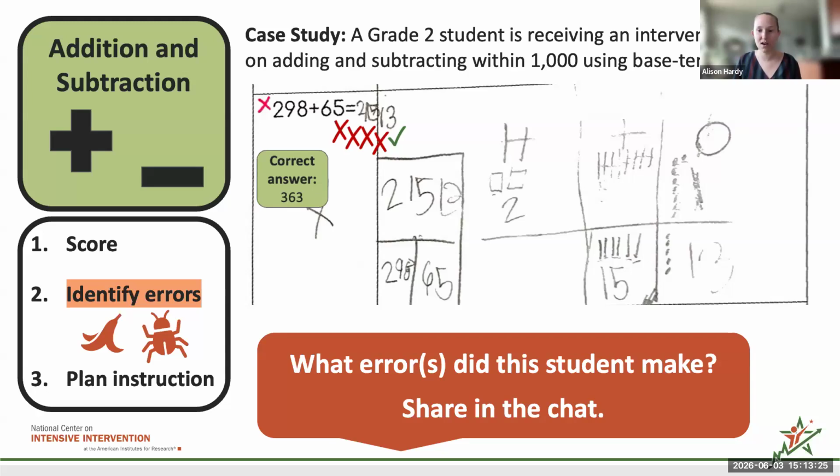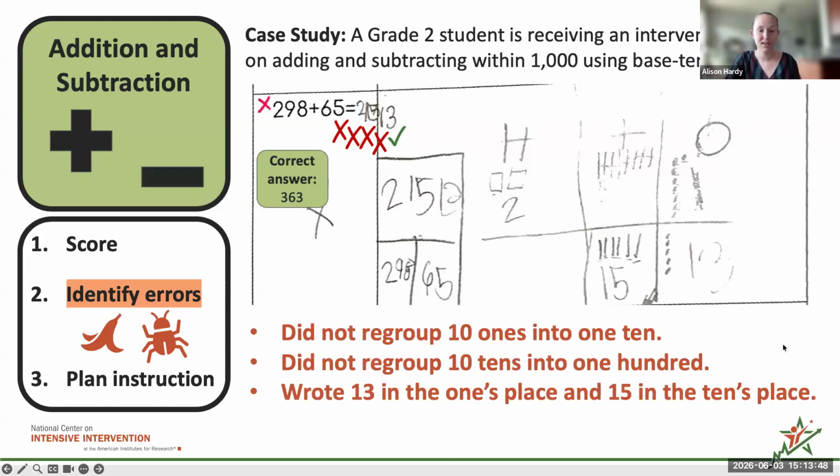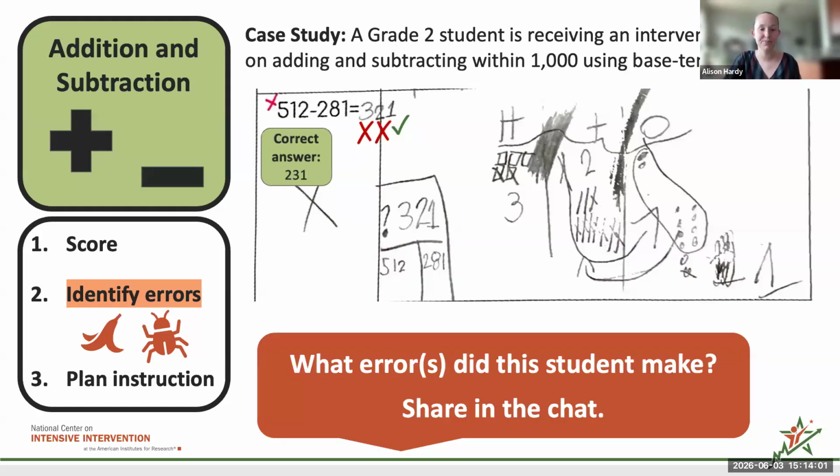So what errors do we see here? Yep, definitely some place value issues. They're adding single digit with single digit numbers correctly, but they're not using that conceptual understanding of regrouping to assign those digits correctly. Excellent job. So here specifically, they did not regroup 10 ones into 1 ten. They did not regroup 10 tens into 100. And instead, they wrote 13 in the ones place and 15 in the tens place.